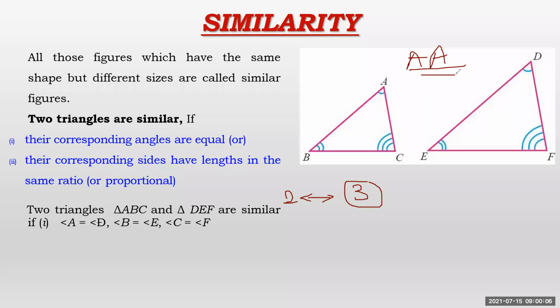If two angles of the triangle are congruent, then the two triangles are said to be similar. We are going to learn and revise all this in detail. Now the sides: AB upon DE equals BC upon EF equals AC upon DF. All this should be in proportion.